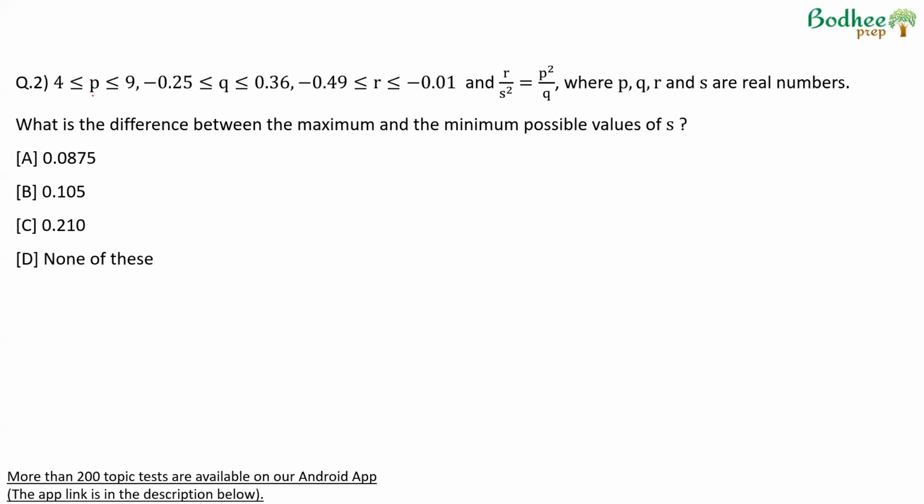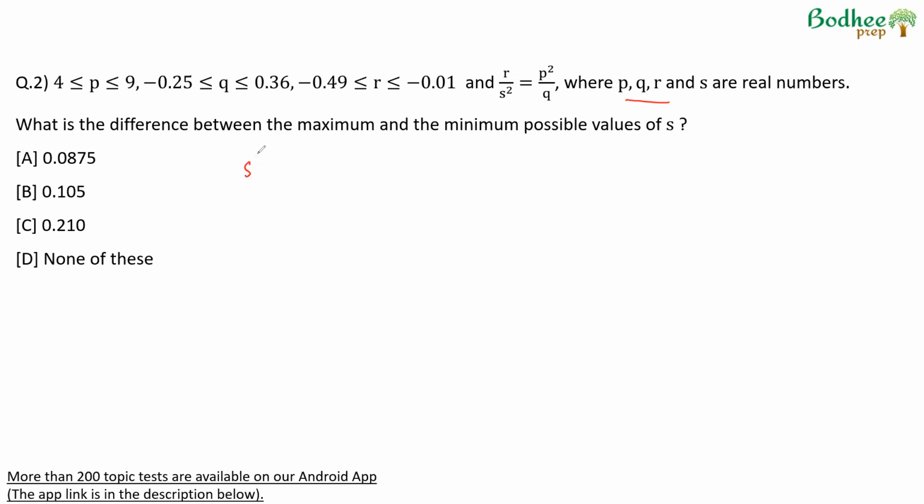4 is less than equal to P is less than equal to 9, minus 0.25 is less than equal to Q is less than equal to 0.36. Minus 0.49 is less than equal to R is less than equal to minus 0.01. R upon S square is equal to P square upon Q, where P, Q, R and S are real numbers. What is the difference between the maximum and minimum possible values of S?